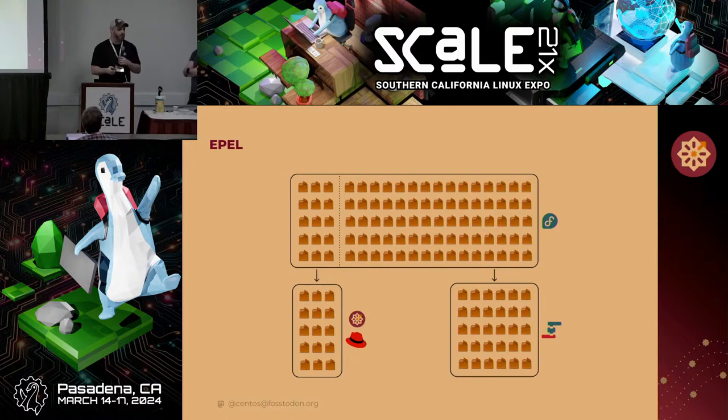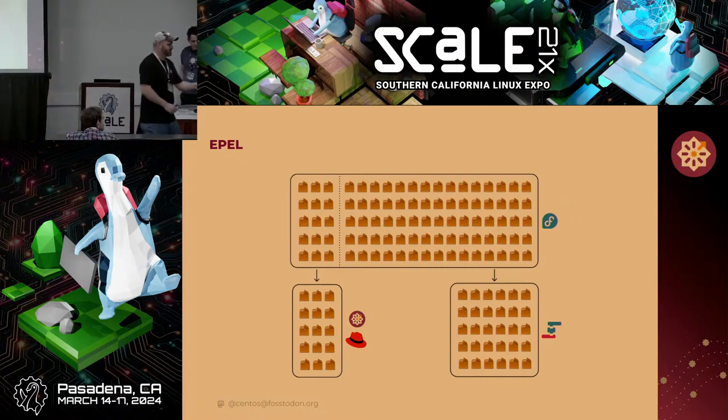KDE is a good example. GNOME is the only desktop offered in the base distribution, but the Fedora KDE SIG also maintains KDE in EPL for RHEL and CentOS users. That's a great example. Yes. Does that answer your question? Okay. All right.